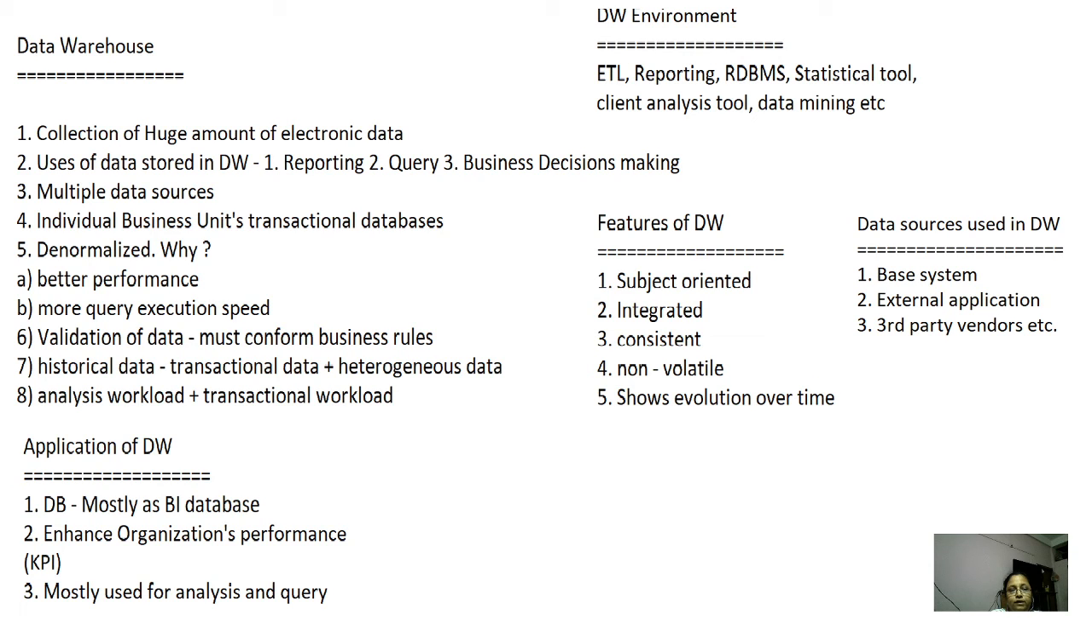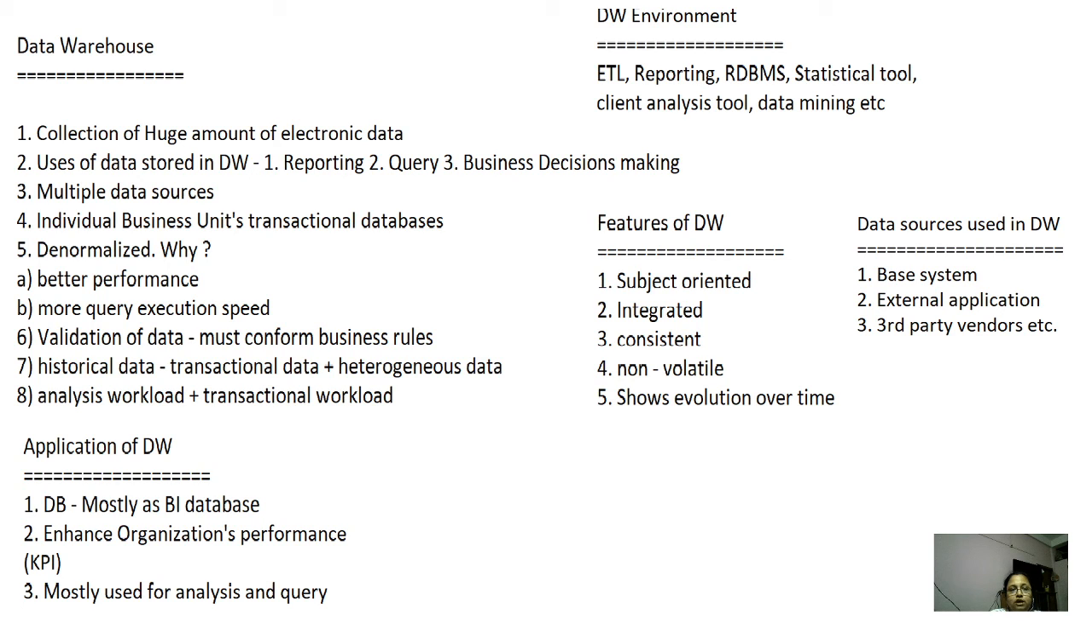And as we have already discussed, there are different data sources from where we can collect the data and then integrate it. The data can come from individual business units' transactional databases. Even if we prefer to have denormalization in our data warehouse, one of the major data sources of our data warehouse is a transactional database, where we might have already applied some normalization.